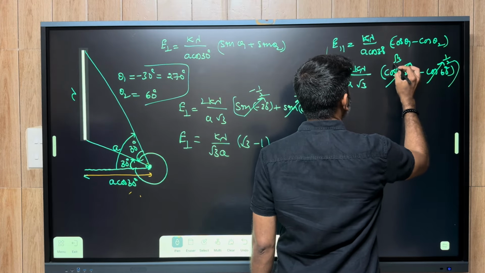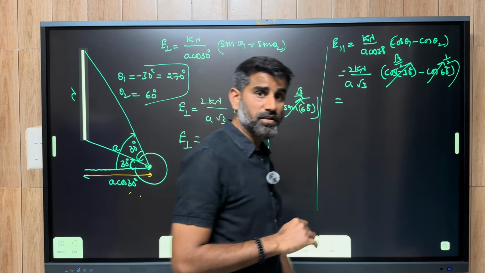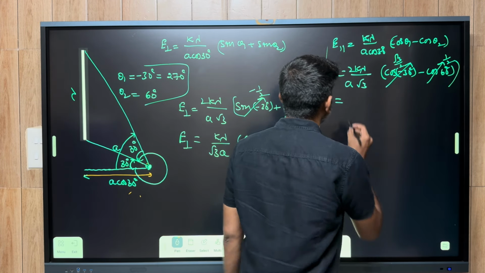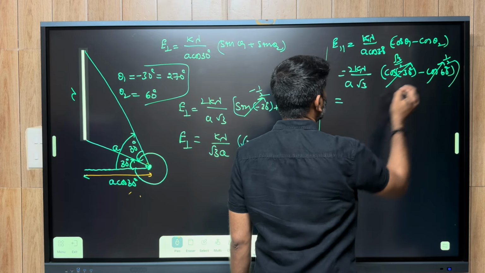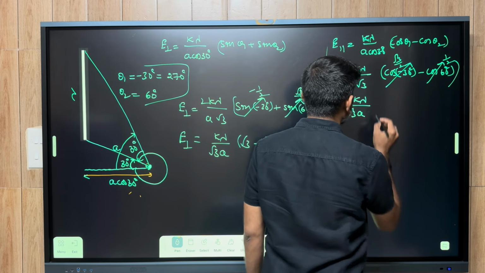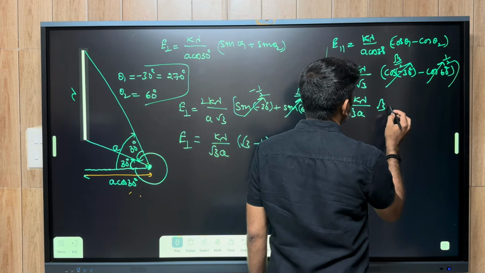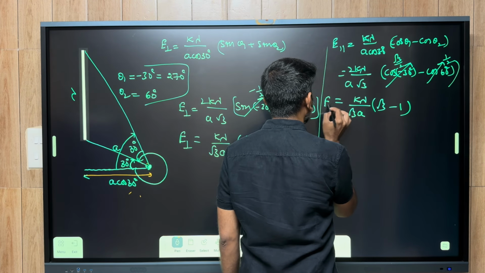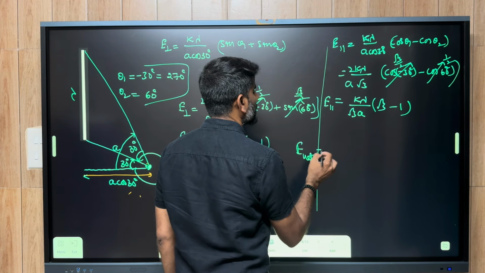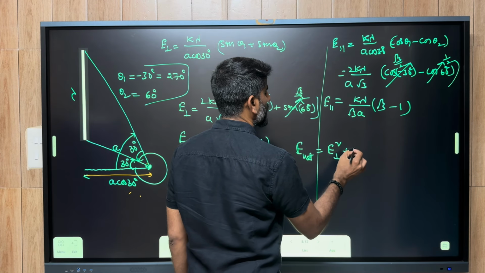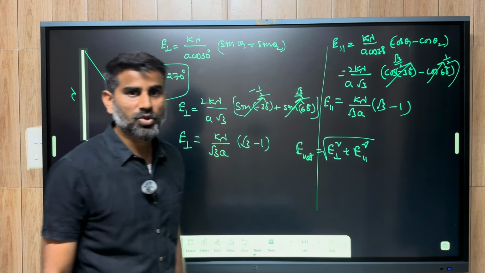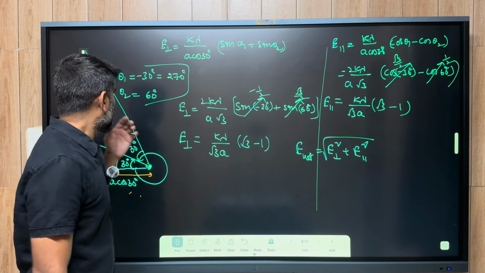Cos 30 is root 3 by 2. Even though it has minus 30, cos minus theta is cos theta, so I'm taking it as root 3 by 2. So these 2's will get cancelled, K lambda by root 3a, and we have root 3 here and minus 1 here. E parallel is equal to that, and we know what the net field is. E net is equal to the square root of E perpendicular square plus E parallel square, and in our case both of them are the same.